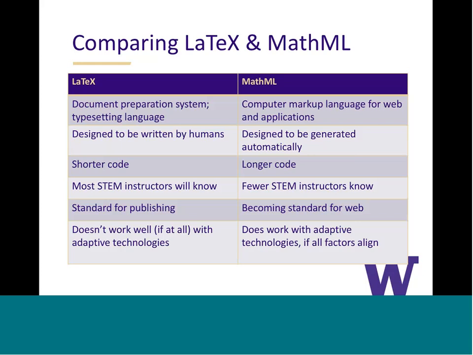LaTeX is the standard for publishing. MathML is the standard for web. And here's the sticky point. LaTeX doesn't work well, if at all, with adaptive technologies, whereas MathML will work with adaptive technologies if all of the factors align.